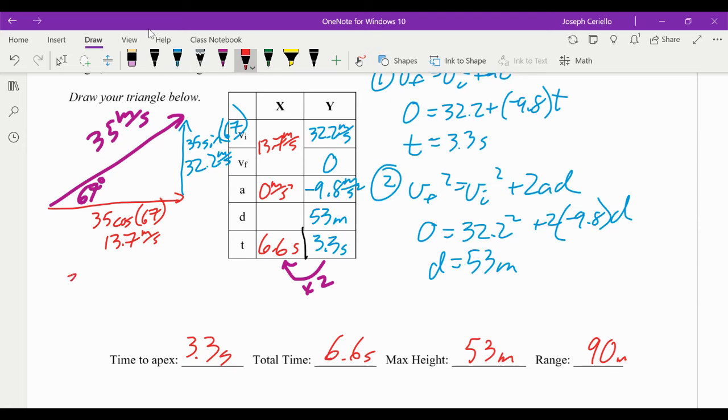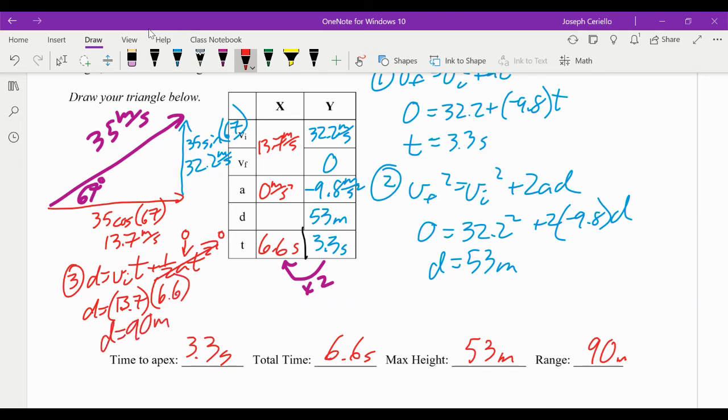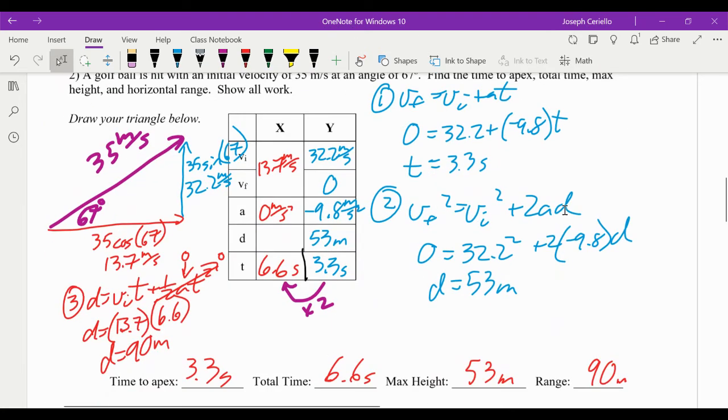All right, now the last bit we're going to do here is the horizontal range. So D equals VIT plus 1/2 AT squared. Like I said, this whole term goes away because the acceleration in the x direction is 0. So we have D equals our initial velocity is just our total velocity, 13.7 in the x direction, and our total time, 6.6. We should get 90 meters, about. Now, if we did not round at all, our ranges would be perfectly identical, 90 meters.